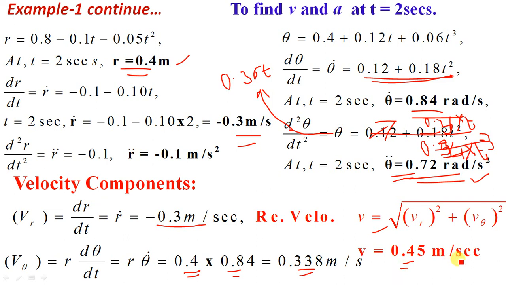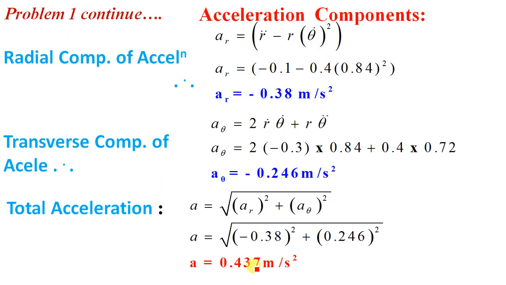Its direction you can easily find out, tan theta is equal to V theta upon VR. So you will get the direction with respect to VR. Now here VR is negative and V theta is positive. So you can conclude that it is in which quadrant? Second quadrant, yes. The first problem, now we are going to continue.